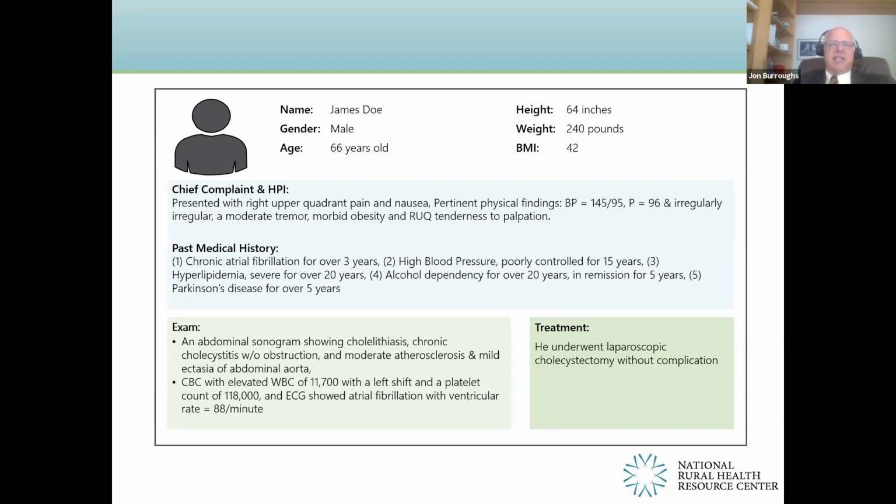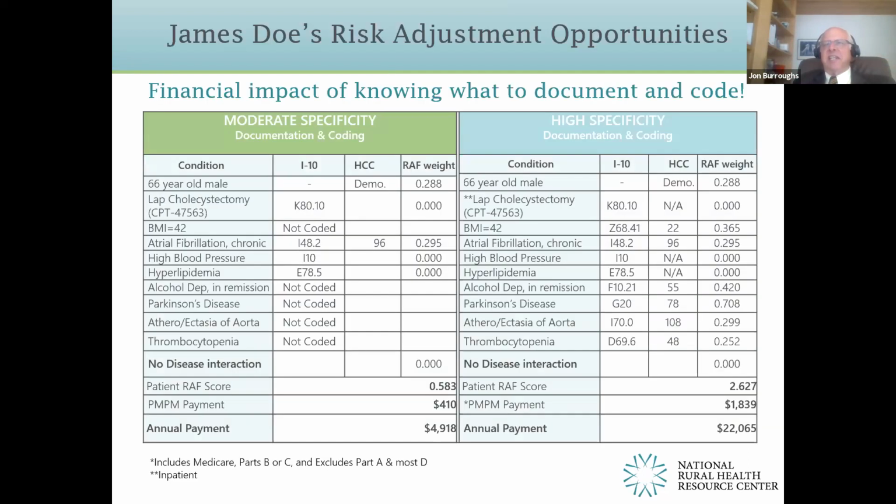So the lab work, the complete blood count is slightly elevated. The platelet count is 118. EKG shows AFib with ventricular rate of 88 per minute. He undergoes a laparoscopic cholecystectomy without complication. Now, under the old world order, this is in an ambulatory surgery center, you would probably code it like they did on the left. You would probably say it's a lap chole that has an ICD-10 of K80.10. Forget about the obesity. We're not going to deal with that today.